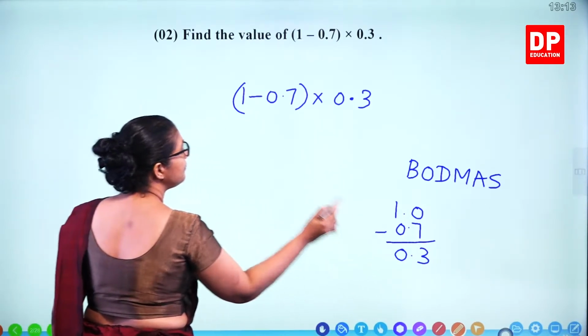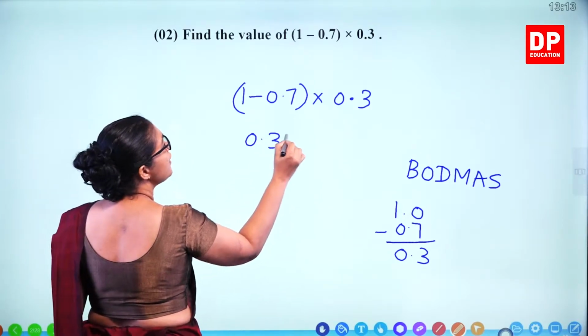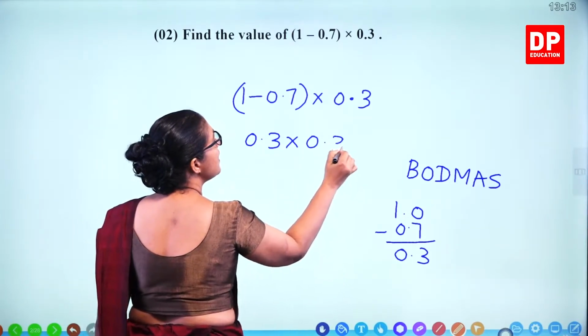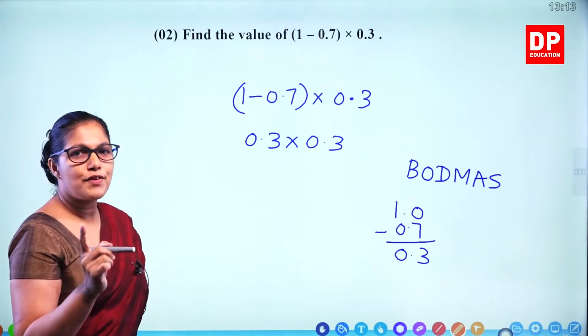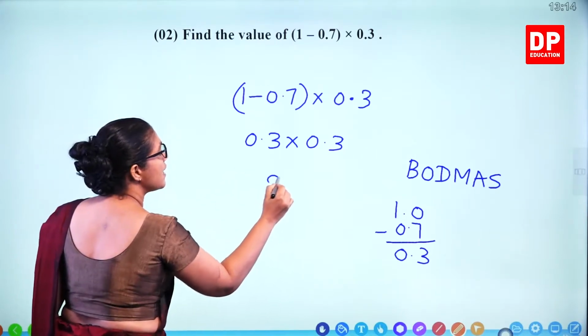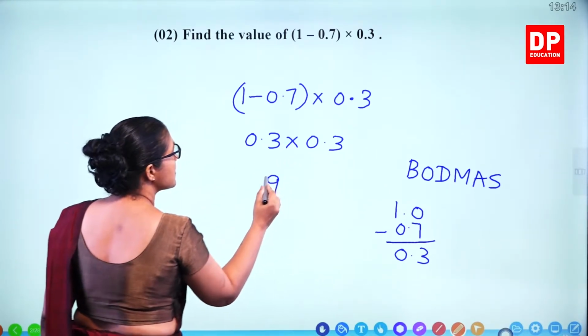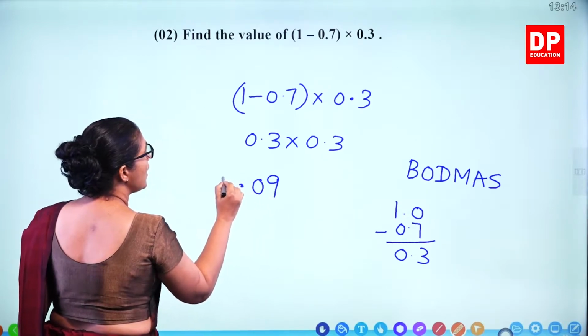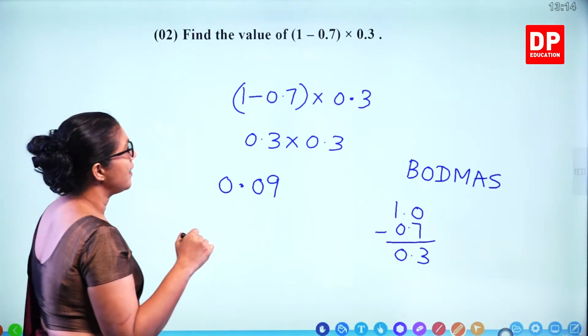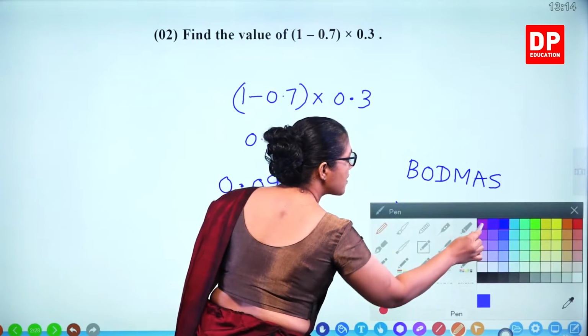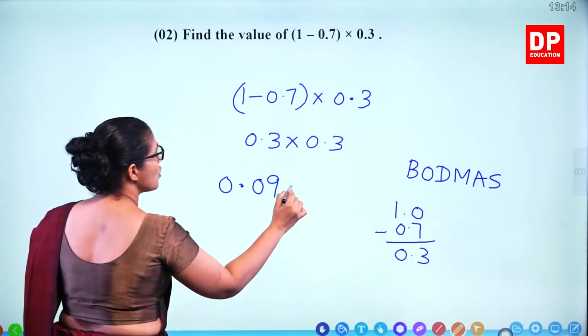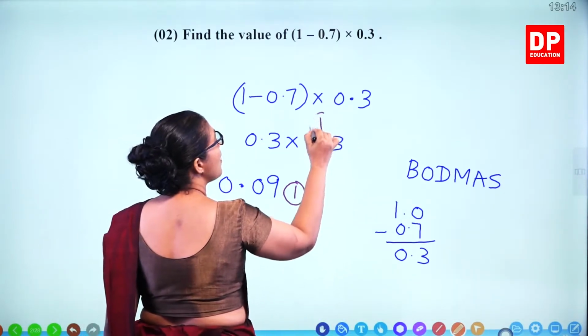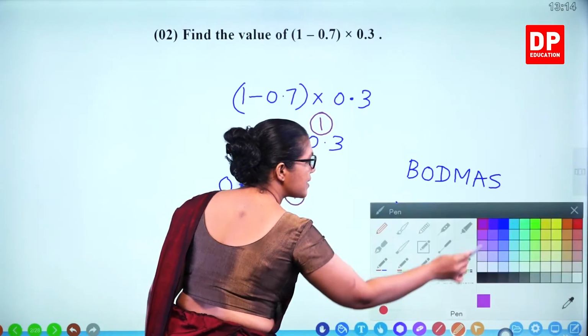0.3. So 0.3 times 0.3. Just multiply 3 and 3, you get 9. But 2 decimal places are there. So 0.09. So 2 marks again for the question: 1 mark for the answer and 1 mark for the method.